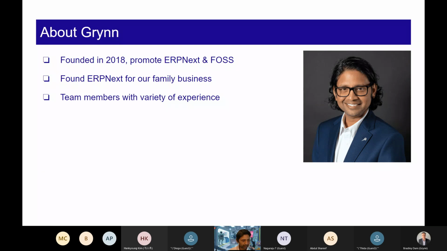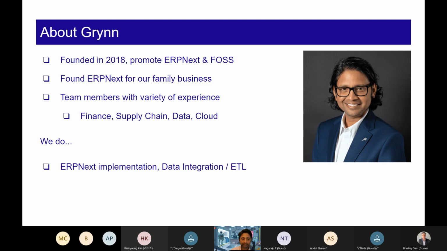The team members at Grin have a variety of experience, including supply chain, finance, data engineering, and cloud. So that's a diverse background we bring to Grin. We also do ERPNext implementation, data integration, and extract, transformation, and load of data. A lot of times clients want to migrate from one system to another, so we have to take the data, change it, massage it, and then put it back in ERPNext, as an example. We do that quite often. We are also now starting to help smaller companies with marketing and e-commerce with a relatively modern technology called Jamstack. So this is what we do.